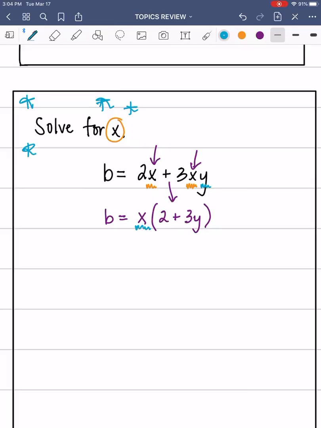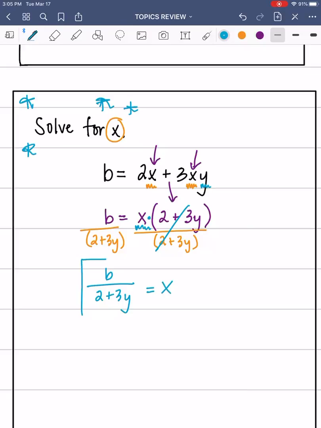So now we need to get x by itself, because that's our goal. Right now it's being multiplied by this big thing in parentheses, 2 plus 3y. So in order to get it by itself, we'll just divide both sides by 2 plus 3y. Kind of weird, but this 2 plus 3y cancels out on this side. So over on the left we just have b divided by 2 plus 3y. Not much we can do with that. We just have to leave it like that. It looks gross, but it'll be fine. Equals just x. That's our final answer.